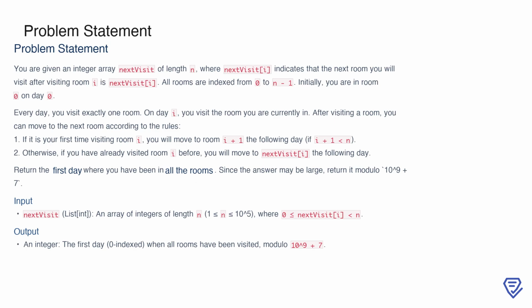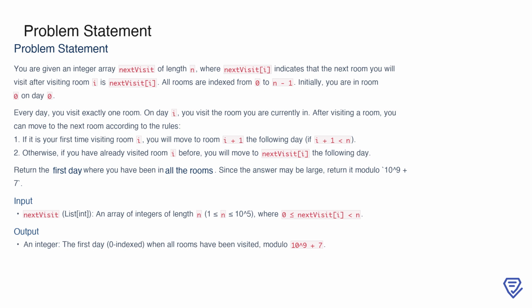In this problem, you are given an integer array called nextVisit. This array has a length of n, where each index i represents a room, and the value at that index, nextVisit[i], tells you which room you should go to after revisiting room i. Initially, you begin in room 0 on day 0. From there, you visit exactly one room each day, following a set of rules.